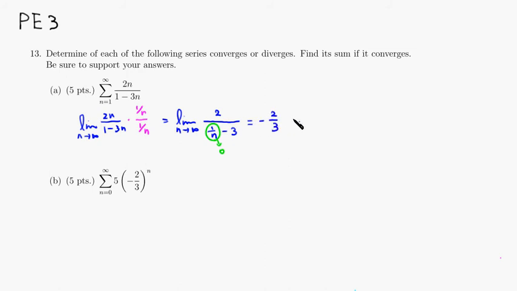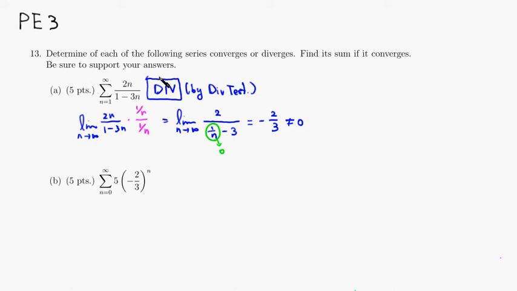But this is not equal to 0, which means that this series is going to diverge by the divergence test. In order for a series to converge, the limit of the sequence has to go to 0. Otherwise, we automatically know that this is going to be a divergent series. So that was part A.